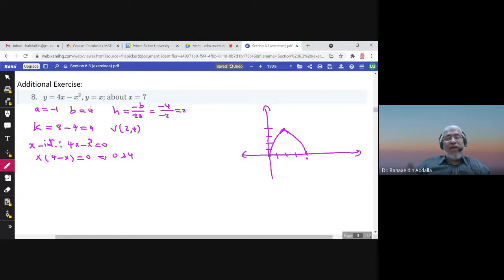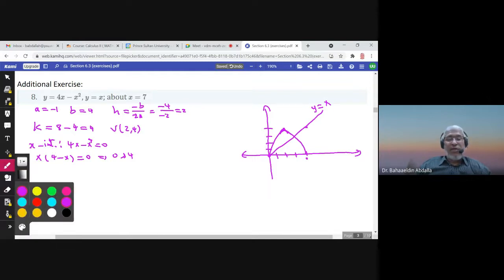Well, I have also the line y equals x. So if this is 4, and this is 4, it passes through (0, 0) and (4, 4). This is the line y equals x. So where is the region enclosed by the parabola and the line? It is this region. We need to rotate this region about the line, this is 4, 5, 6, 7, about the line x equals 7.